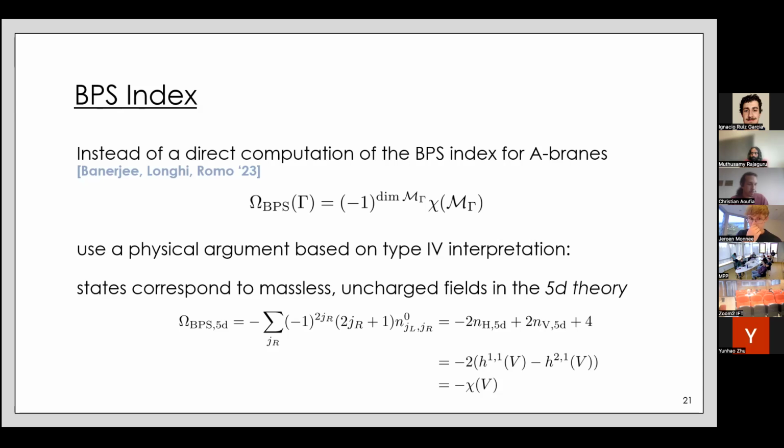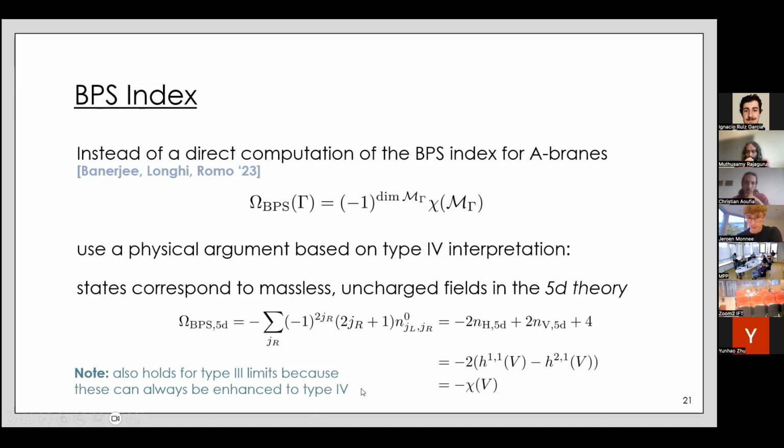But I think the beauty of this result is that we claim that it holds for any type 4 limit. And in fact, we claim it also holds for any type 3 limit, roughly speaking, because you can always enhance a type 3 to a type 4. And the reason for that is that in the type 3, you have this T2 appearing at the intersections, and you can always just take the large complex structure limit of that T2, which will enhance you to a type 4.